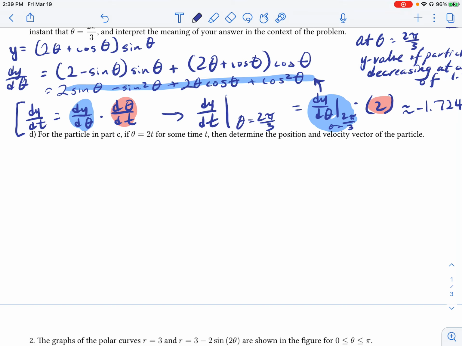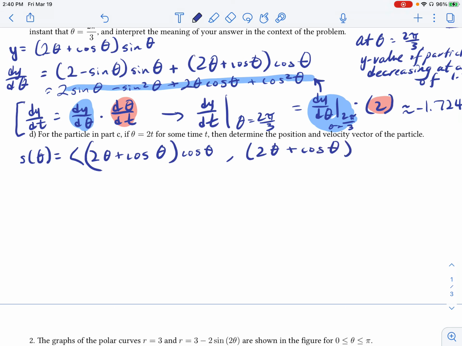So first off, in order for me to know what our position vector is in terms of t, we need to know what our position vector is in terms of theta. So S of theta would be the following. It's 2 theta plus cosine theta, which is our r, our polar function, times cosine of theta. And then again r, 2 theta plus cosine theta, times sine theta. Well, now let's write this in terms of t.